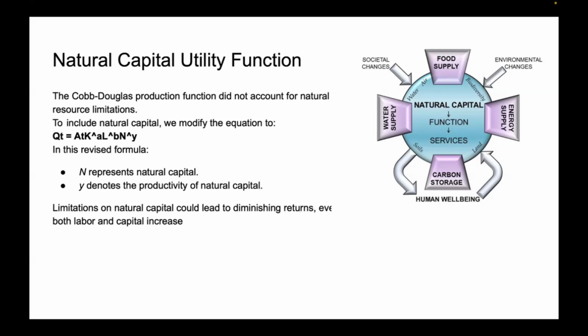Under the natural capital utility function, we've expanded the Cobb-Douglas production function to include N, which is natural capital. By introducing natural capital, we highlight the importance of resources like land, water, and minerals in the production process. The extension of the model allows us to better address real-world constraints such as resource depletion and shows how limitations in natural capital can directly affect output.